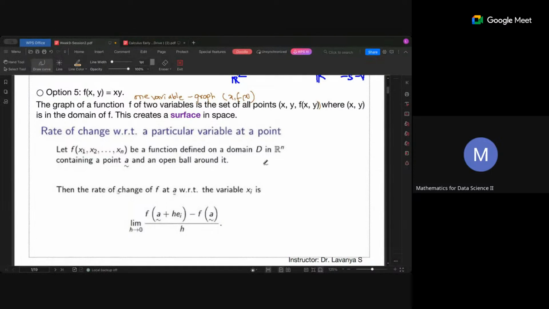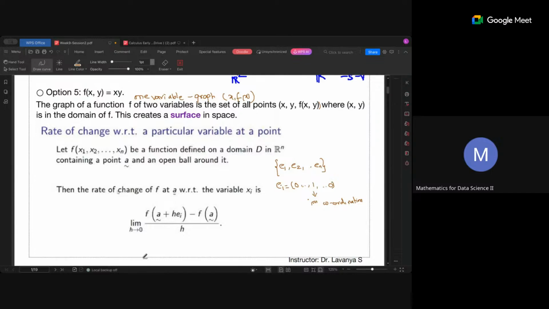First of all, do you remember what are these eis for Rn? Ordered, standard ordered basis. Yeah. So you have the standard ordered basis where ei is all zeros with 1 in the ith coordinate. Your ith coordinate is 1 and all others are 0, right? So this is how your rate of change is defined.